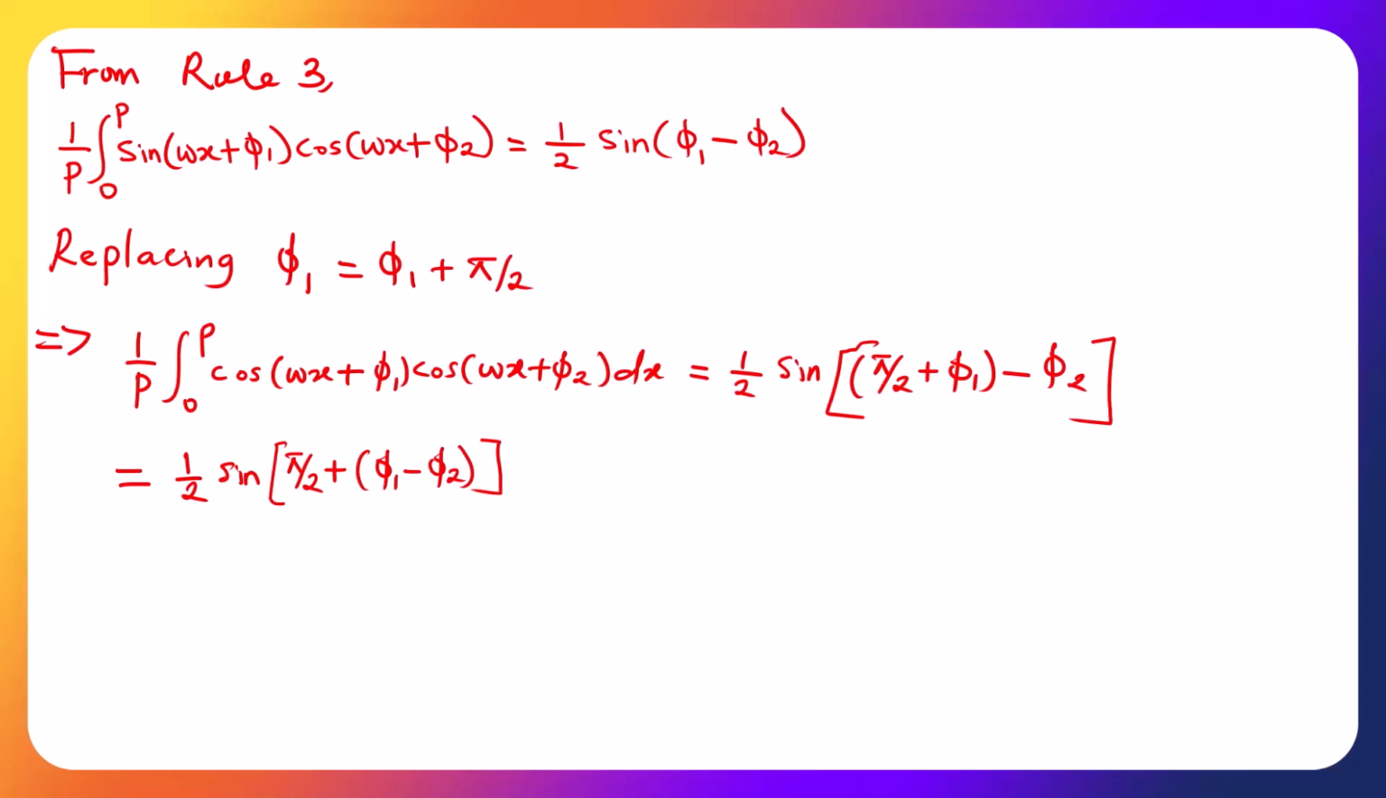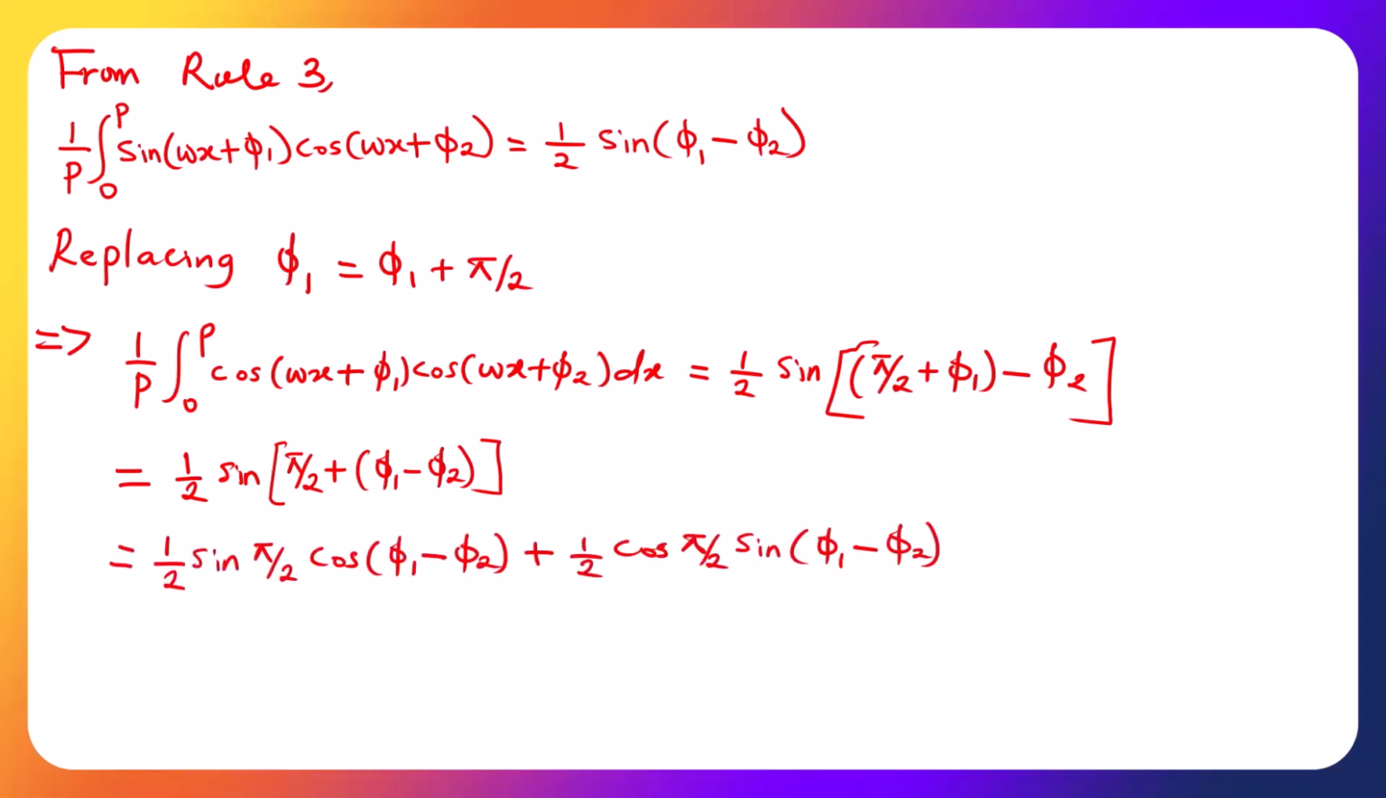And this gives us 1 over 2 sine of pi over 2 plus, now we take phi 1 minus phi 2 together. So this eventually gives us 1 over 2 sine pi over 2 cos of phi 1 minus phi 2 plus 1 over 2 cos pi over 2 sine of phi 1 minus phi 2. And this is equal to 1 over 2 cos of phi 1 minus phi 2. So now to rule number 5.